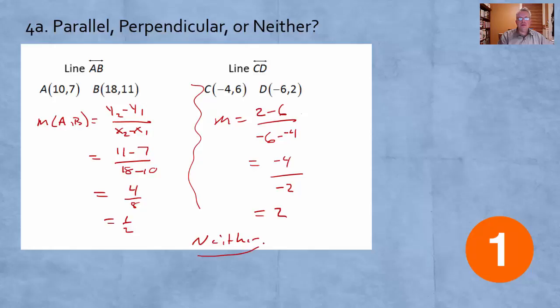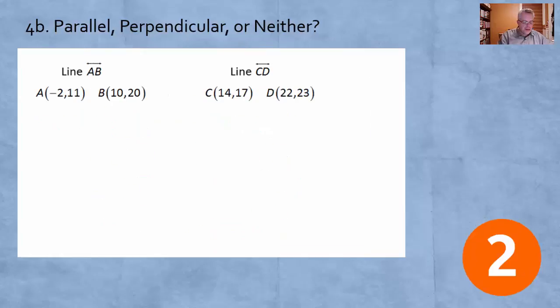They're not equal, so they're not parallel. They're not opposite reciprocals, so they're not perpendicular. They're neither. All right, we got 3 examples like this. This is the second one. So here we have AB and CD again, and we just got to find the slopes.